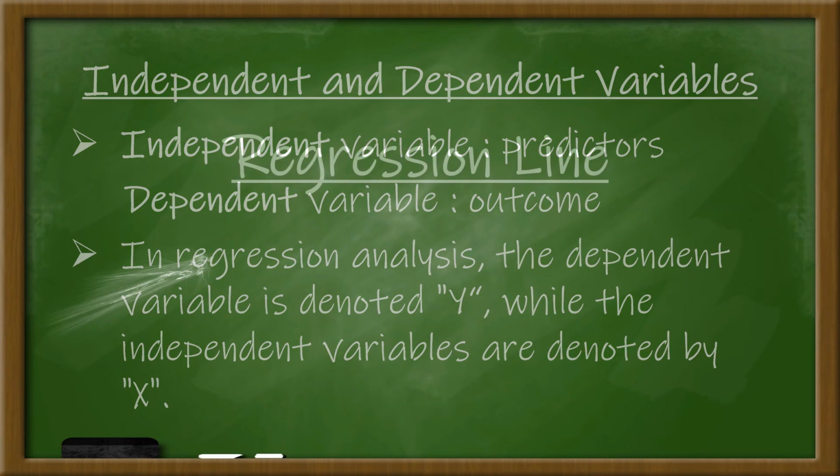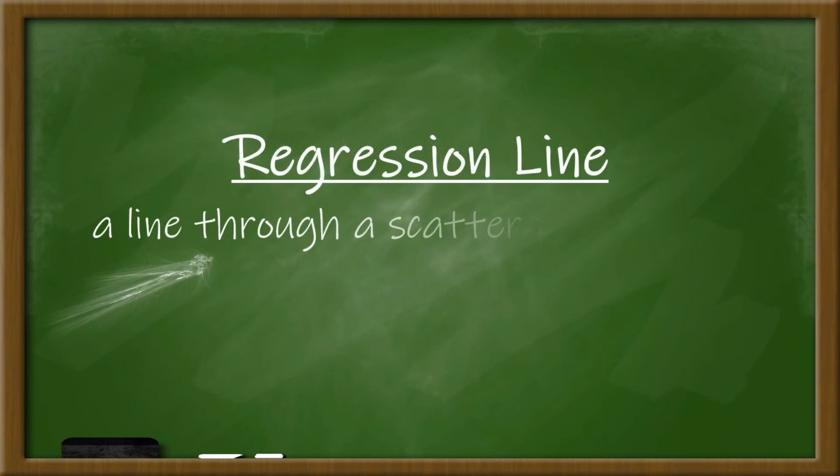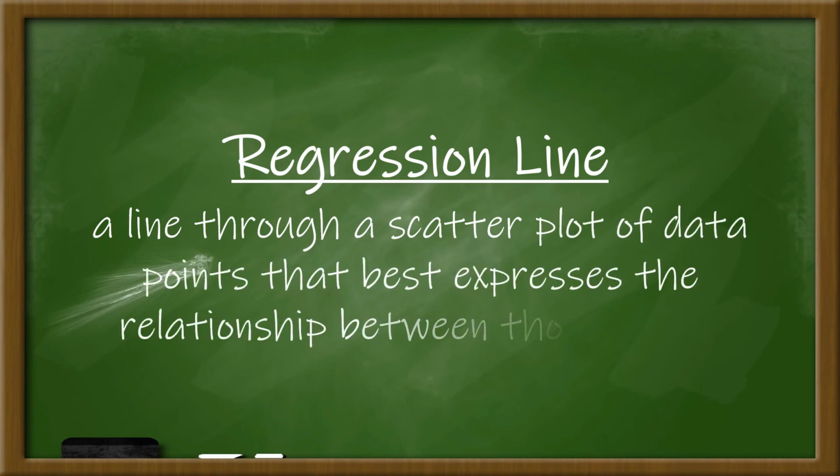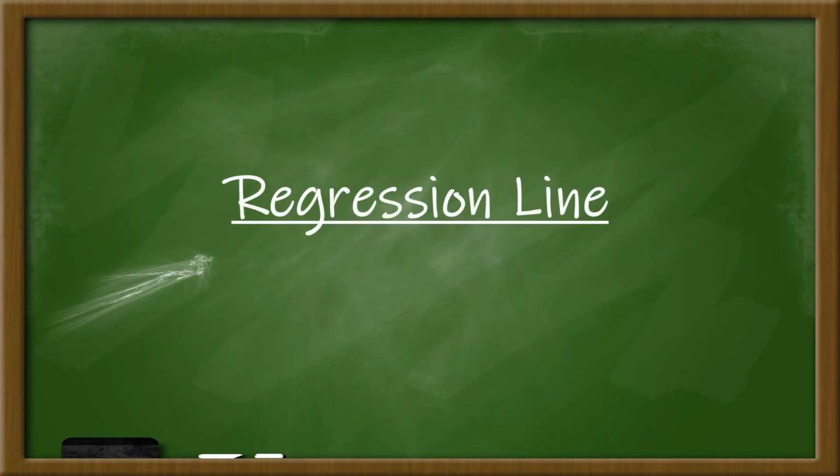What is a regression line? A regression line refers to a line through a scatter plot of data points that best expresses the relationship between those points. Statisticians typically use the least squares method to arrive at the geometric equation for the line, either through manual calculations or regression analysis software. Regression line equation: y equals a plus bx, where x is the explanatory variable and y is the dependent variable. The slope of the line is b, and a is the intercept, the value of y when x is equal to 0.